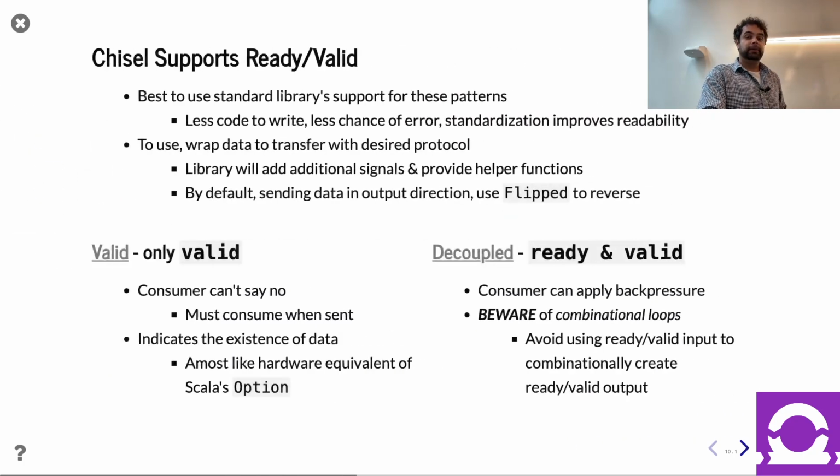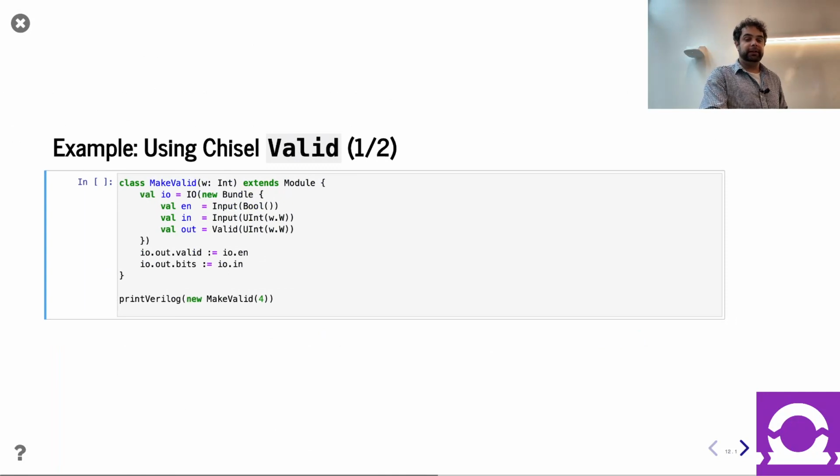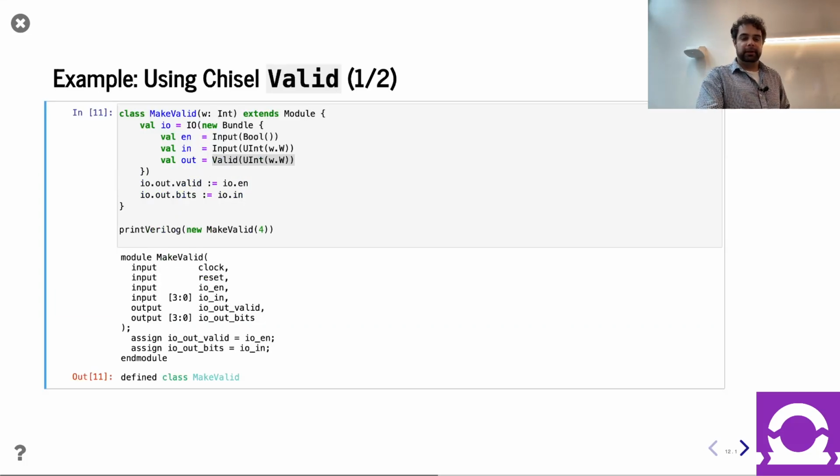Cool. Okay. So given that, let's go ahead and use valid. In this simple example, we have a module which takes in two things, a single bit enable and an input, and it's going to pass it out, but now we formalize this into the make valid protocol. By virtue of calling valid on this out, it actually becomes two things. It becomes dot valid and dot bits.